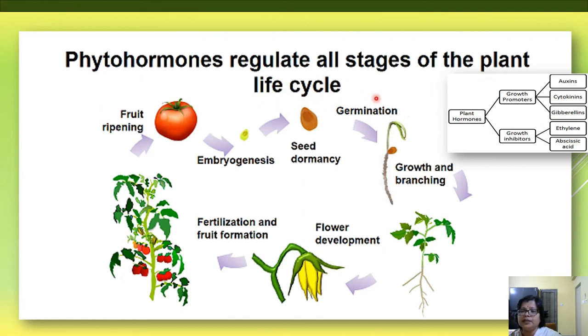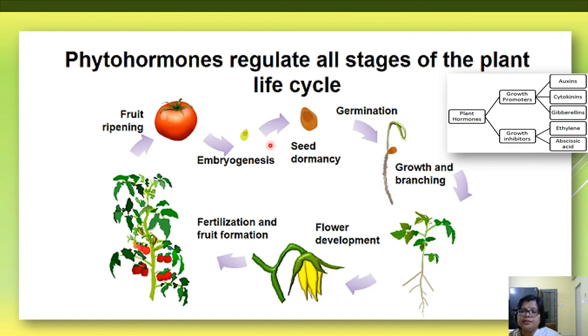Phytohormones are required in small amounts, and out of the five phytohormones, auxin, cytokinin, and gibberellin help in growth. That's why they are considered growth promoters. Whereas abscisic acid inhibits growth and thus helps to overcome unfavorable environmental conditions, and it is considered a growth inhibitor. Ethylene is a gaseous hormone which is dual in function.